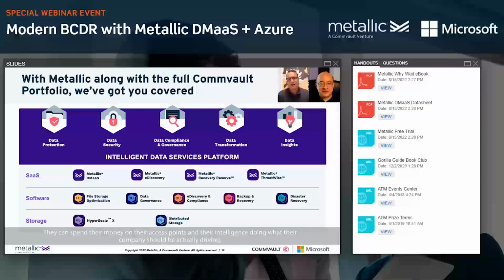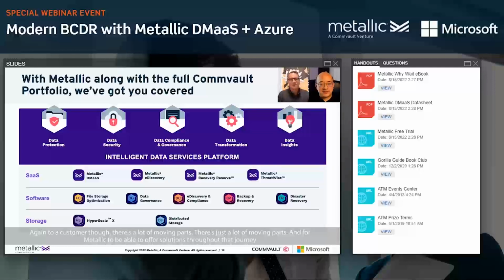They can spend their money and their access points and their intelligence doing what their company should be actually driving. So from my perspective, that intelligence data platform that we've provided is pretty darn robust. And again, I'm biased, but it's pretty good. And how we think about all that governance model across all those entities is pretty amazing and scalable.